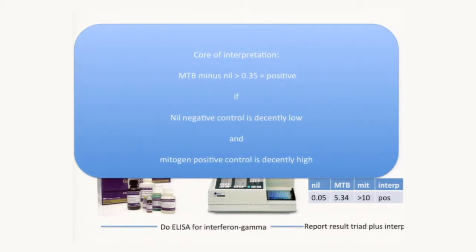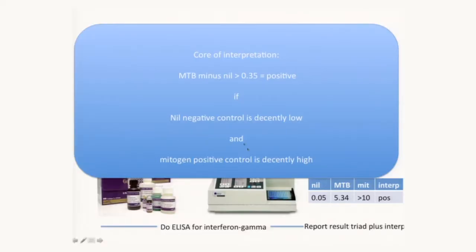The core of the interpretation, and I'm going to briefly show the interpretive algorithm later, but the core of the interpretation is that if the amount of interferon in the TB tube is higher than the amount of interferon in the nil tube by 0.35 units, so if there's a delta there where there's more interferon being released with the TB peptides, it's positive if the negative control is decently low. Okay, so with the tube with nothing had very little interferon, and the mitogen tube, the positive control is decently high. So there's sort of a nested set of logical statements, and if these conditions are met, then the result is reported out as positive. So I'll show you the actual numbers on the algorithm in a minute, but that's sort of the core.